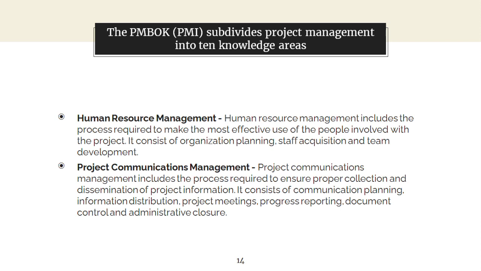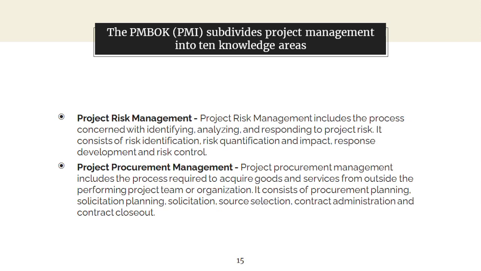Sixth, project communications management. Project communications management includes the process required to ensure proper collection and dissemination of project information. It consists of communication planning, information distribution, project meetings, progress reporting, document control, and administrative closure. Seventh, project risk management. Project risk management includes the process concerned with identifying, analyzing, and responding to project risk. It consists of risk identification, risk quantification, and impact, response development, and risk control.